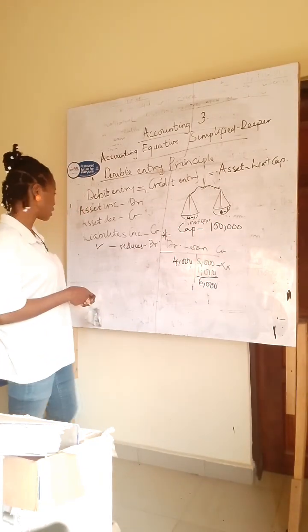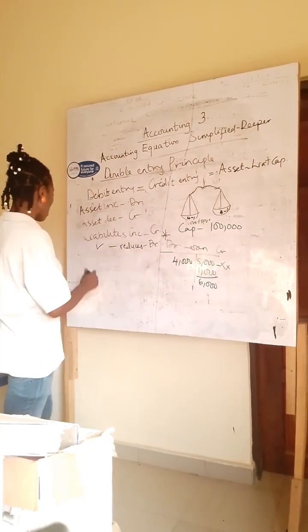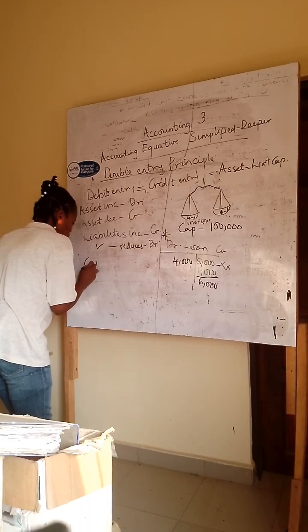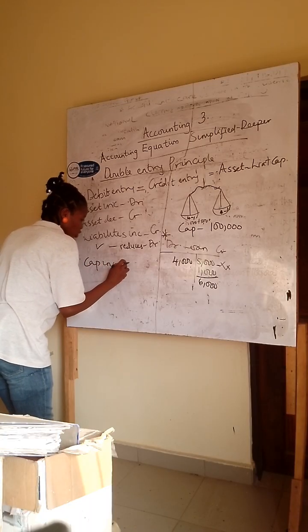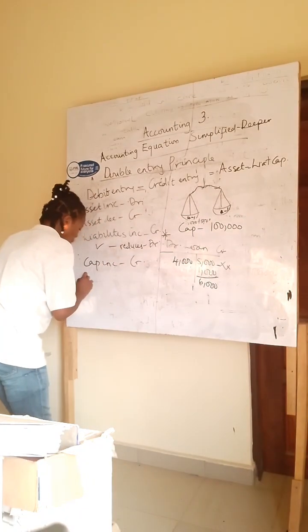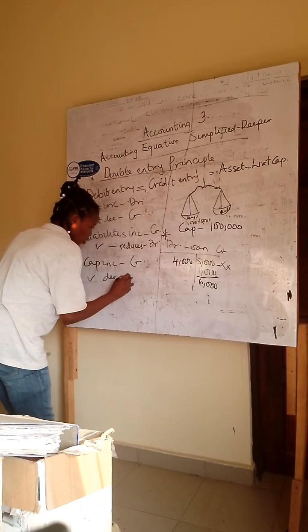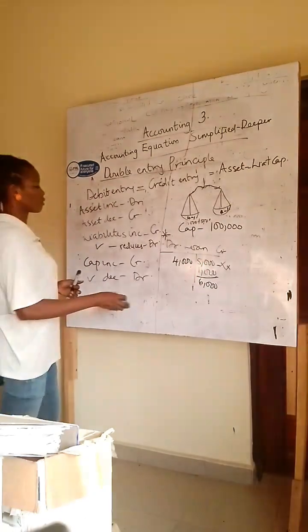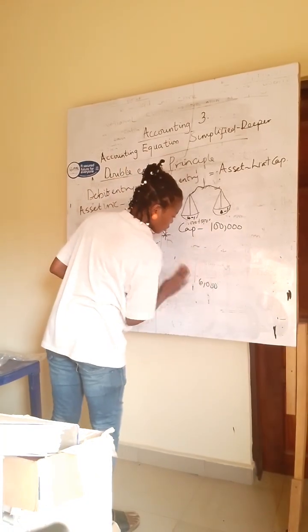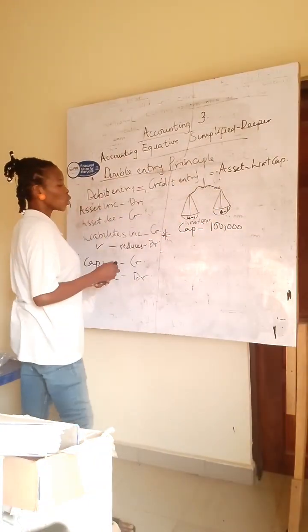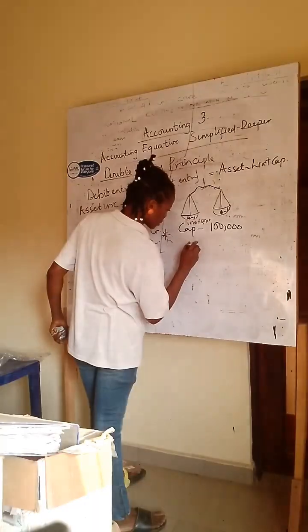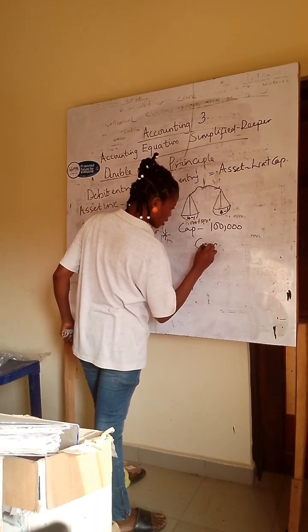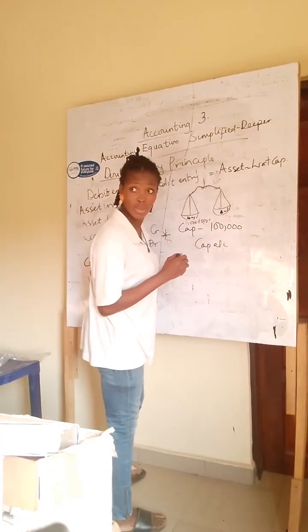And for your capital, the same thing that happens to liability happens to capital. So when your capital increases, you're going to credit it. And when your capital decreases, you're going to debit it. So let me give you a clear example. Let's say at the beginning of the period, you had a capital of 10 million naira in the capital account.